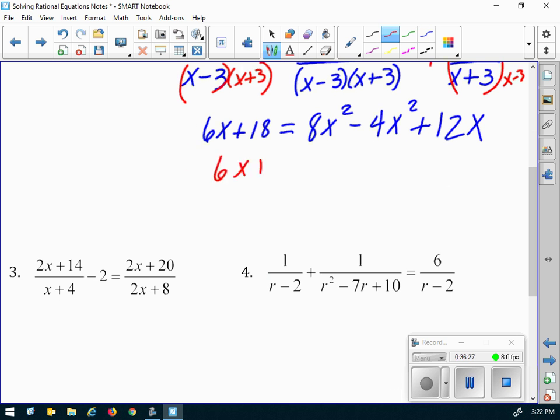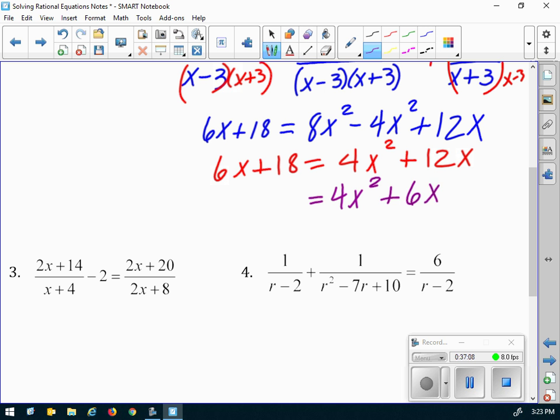When I first started writing is when I lost you. That's not a good sign. 8x squared minus 4x squared. Which side do I want to put everything on? Move it to this side, right? 4x squared. Good, because I subtract 6x from both sides. Not plus, I've got to move it.